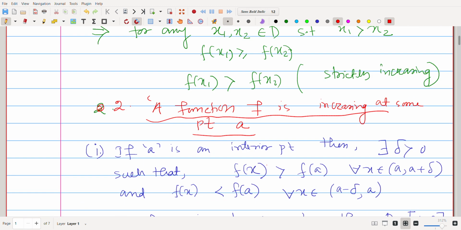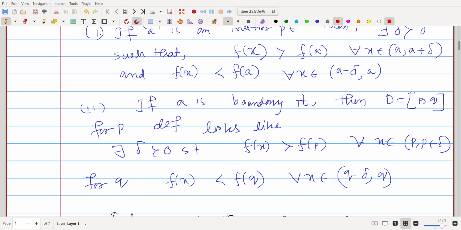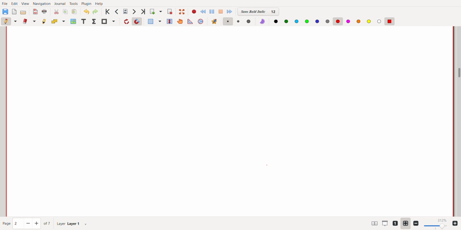So the most important thing I will suggest, again, please read these two definitions again. A function is increasing on I, what is its meaning? And a function is increasing at some point a, what is its meaning? When the point is an interior point and when the point is a boundary point. This is the definition. Fine. Let's move to the actual question.